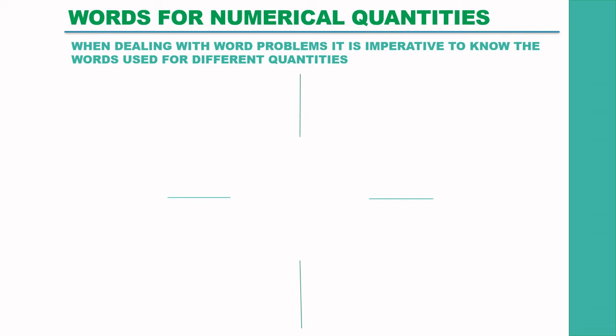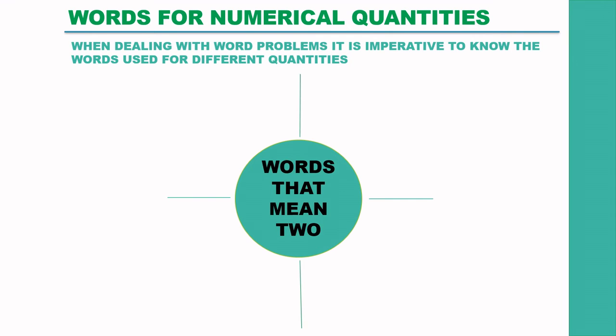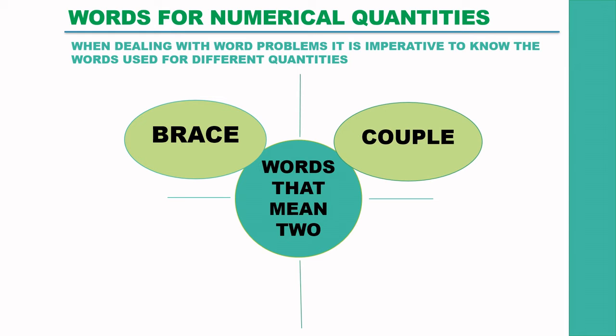Here are some examples. Words that mean 2. Brace. Brace means 2 goals scored by one player in a soccer match. A couple. A couple means 2 partners in love.